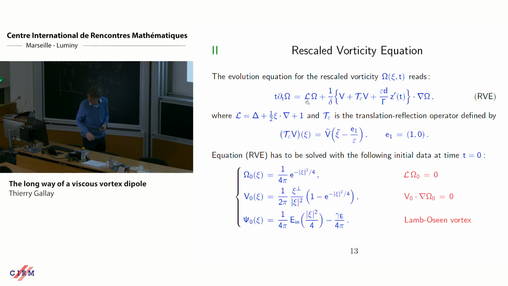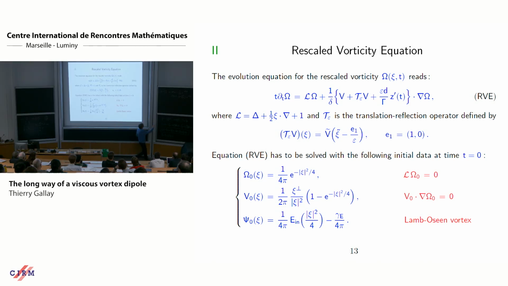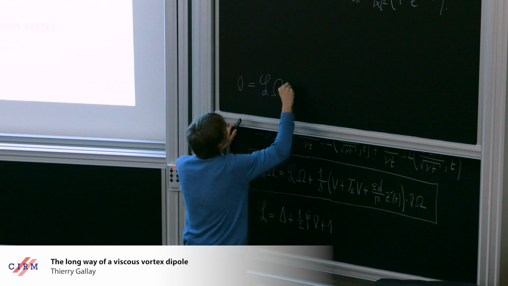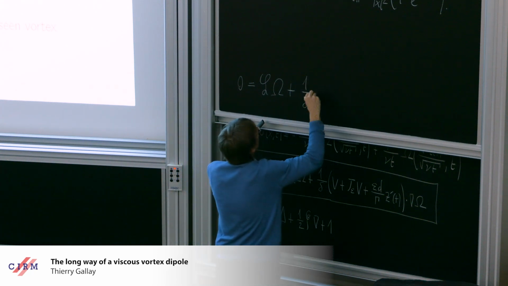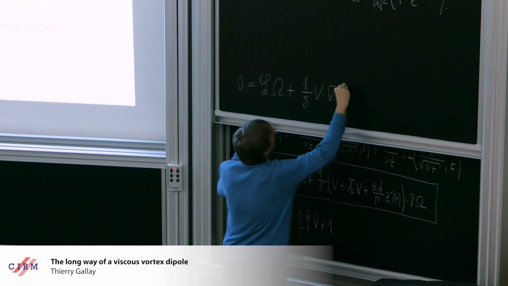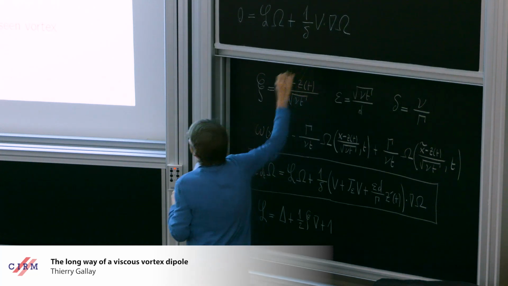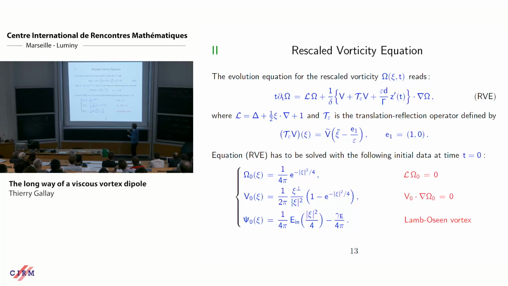You have L omega, maybe I can write this on the blackboard here. If you set brutally t equal to 0, you obtain 0 is equal to L omega plus 1 over delta v dot grad omega, and that's it. Because the other terms go to 0: epsilon is 0 initially, so this term is gone, and this term is just a translation at infinity, is also 0, at least formally. So you obtain that the initial data, omega 0, should satisfy this constraint.